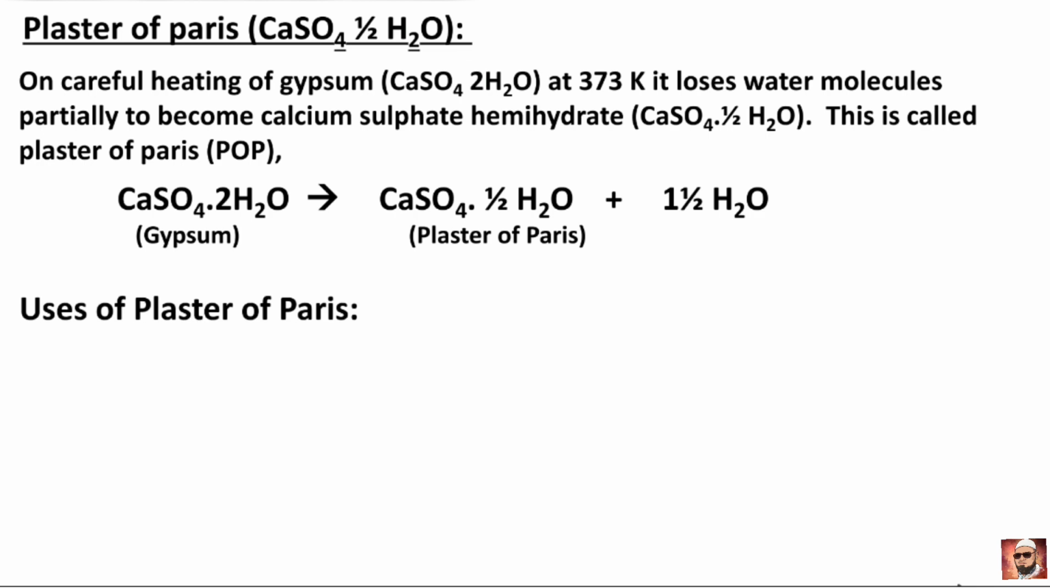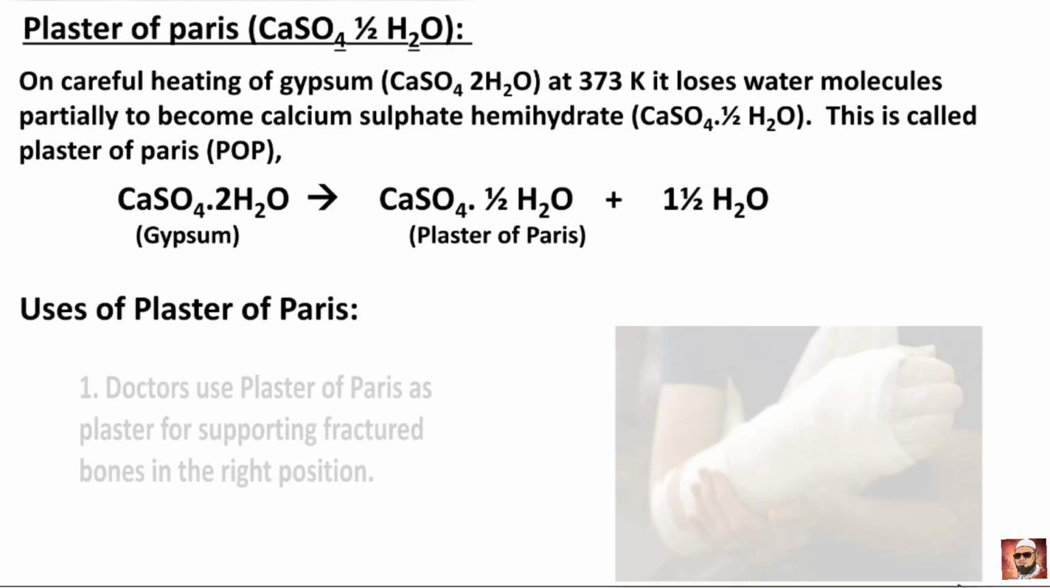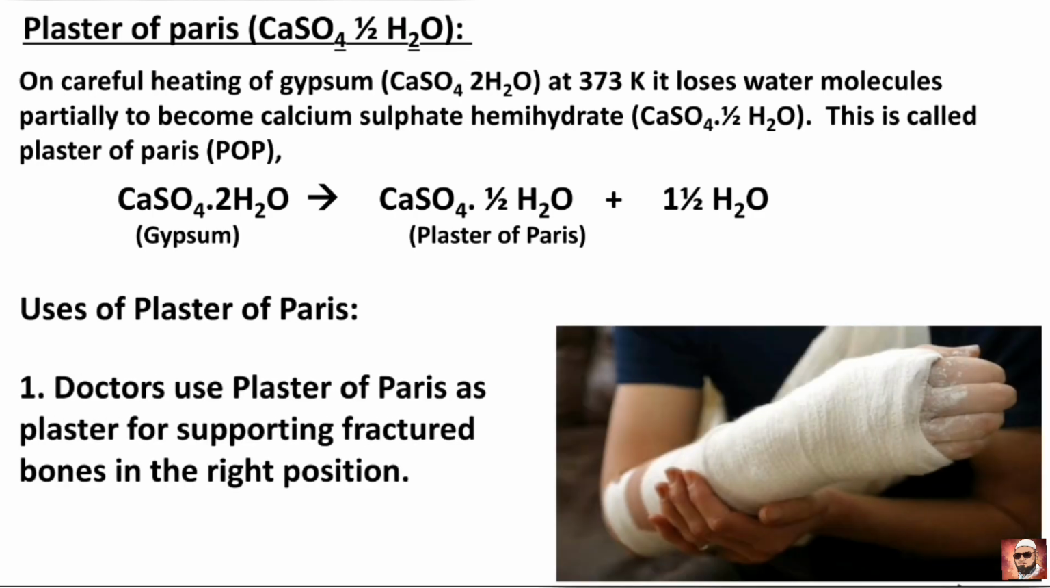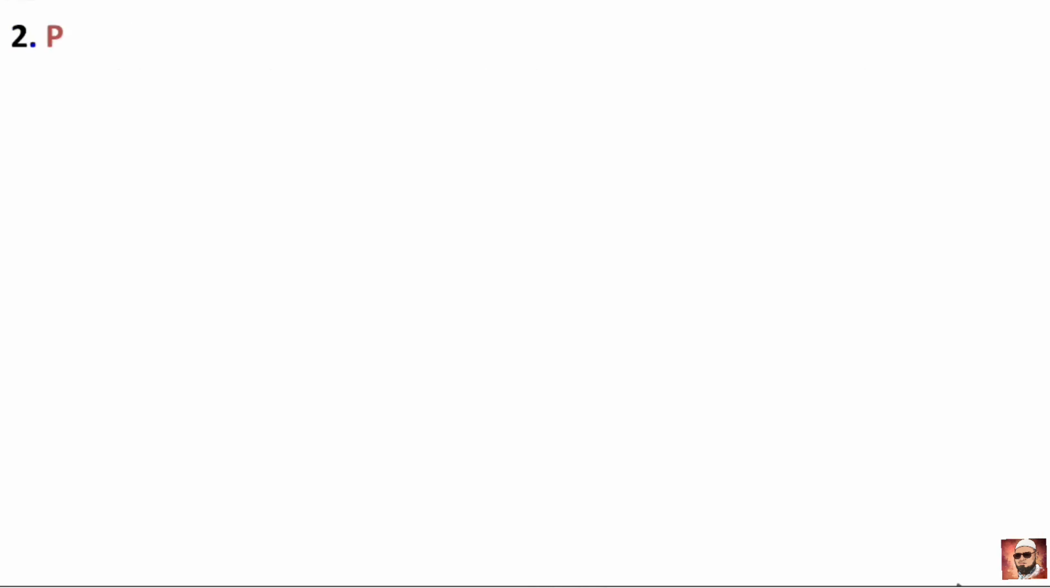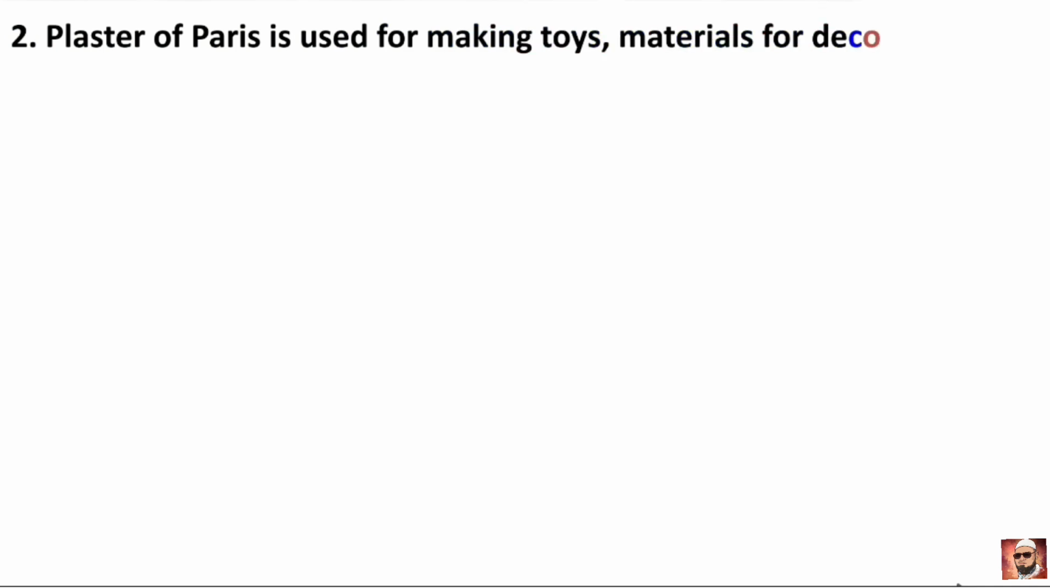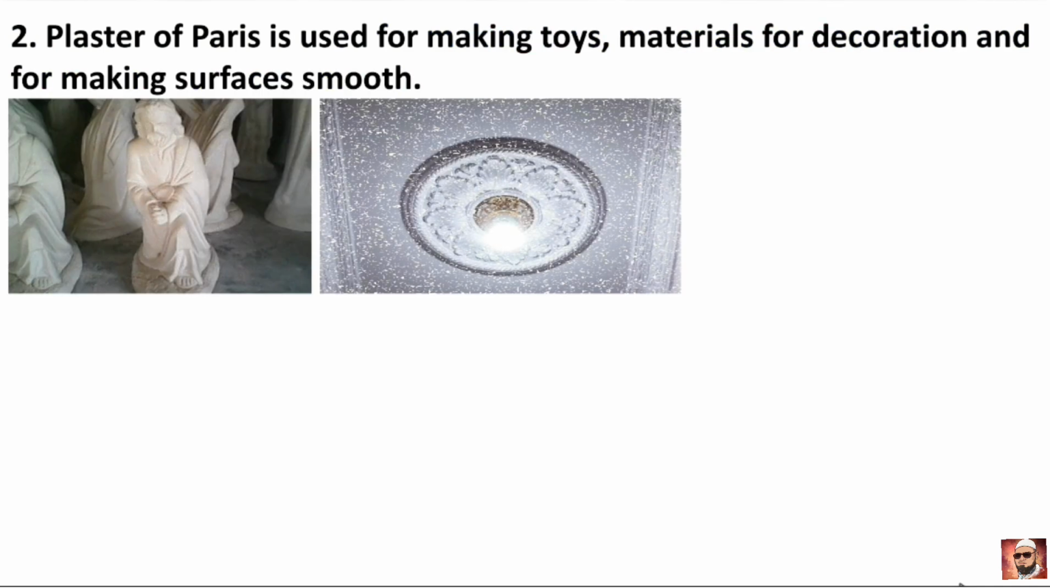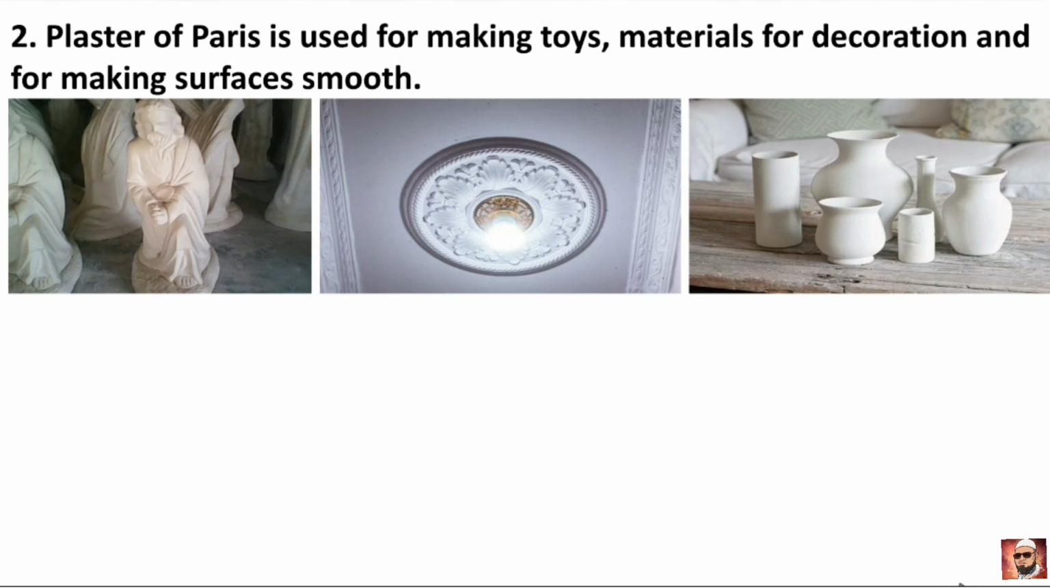Uses of plaster of Paris. Plaster of Paris is used by doctors for supporting fractured bones in the right position. It is used for making toys, materials for decoration, and for making surfaces smooth.